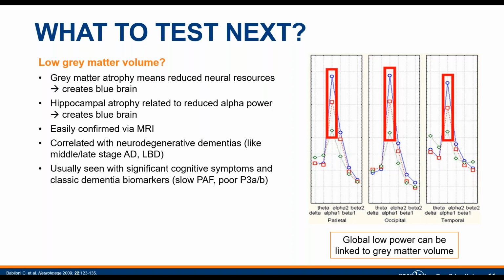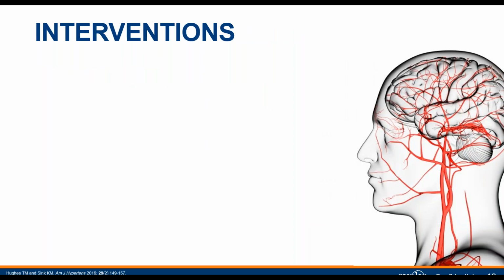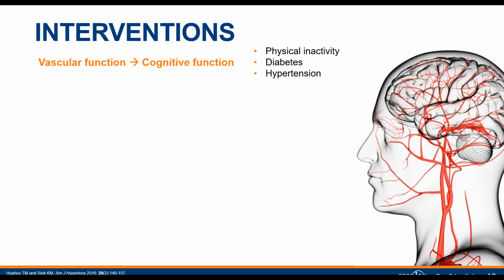So interventions, assuming that you have figured out if there was some type of mitochondrial dysfunction or hormone imbalance, of course, it's up to you to treat that accordingly. But there are some interventions that can treat a kind of global low power that isn't tied to any type of specific imbalance that showed up in blood and urine testing. And that's really because vascular function, as we've said earlier, can impact cognitive function very greatly.